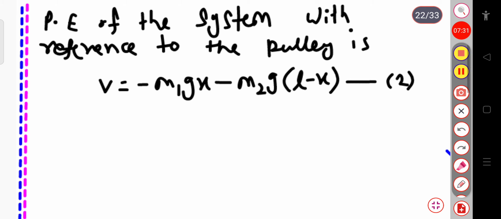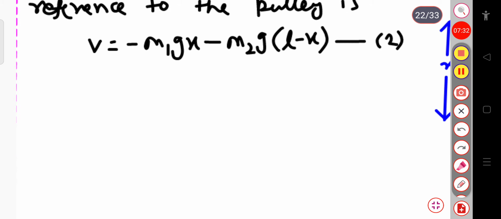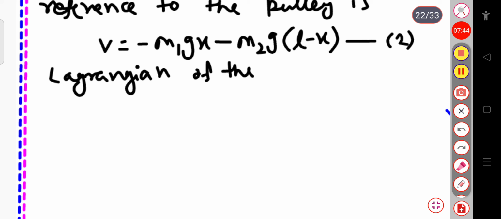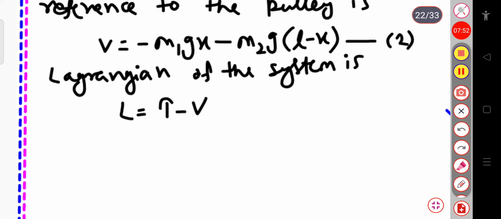From this expression, if I calculate the Lagrangian of the system, we can write the Lagrangian of the system, that is L equal to T minus V, that is, kinetic energy minus potential energy. This is the Lagrangian function.